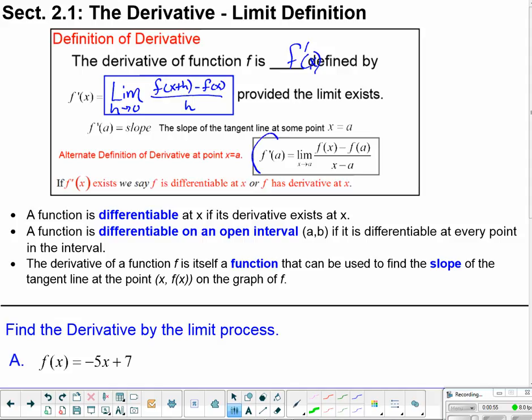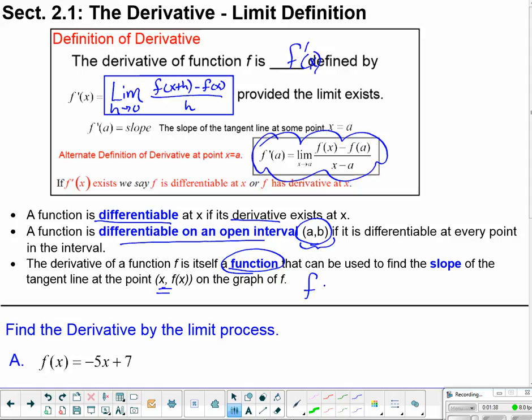Yesterday we experienced this particular format of f prime of a, where a was some point. Maybe we were looking at x equals 2, and so we evaluated our function at 2 to get the derivative. Once again, reiterating, a function is differentiable at x if the derivative exists, which means that this limit has to exist. A function is differentiable on an open interval a to b if it's differentiable at every place in this interval, okay? The derivative of a function is itself a function that can be used to find the slope of the tangent line at any given point x, f of x.